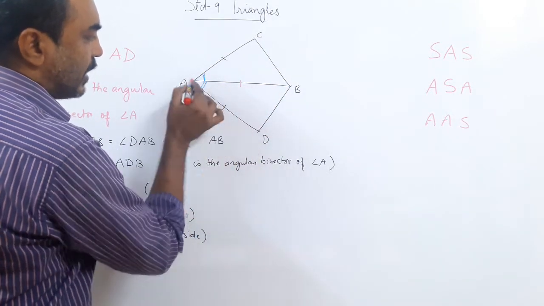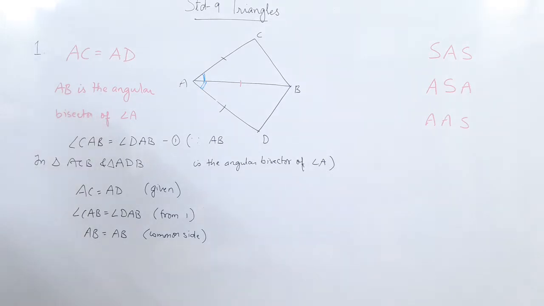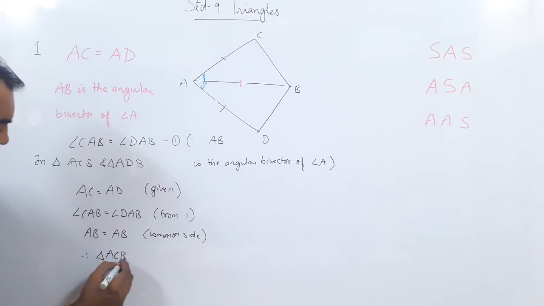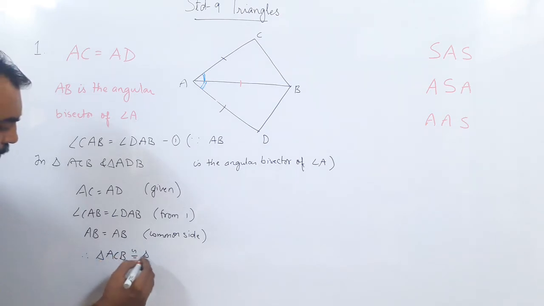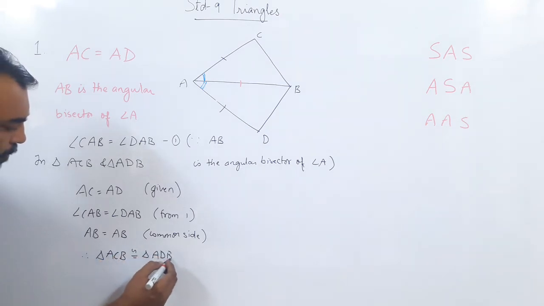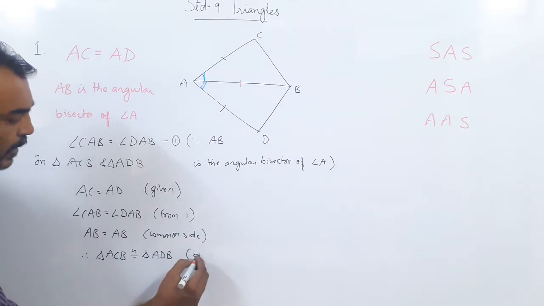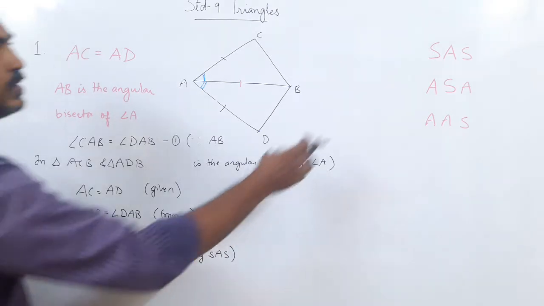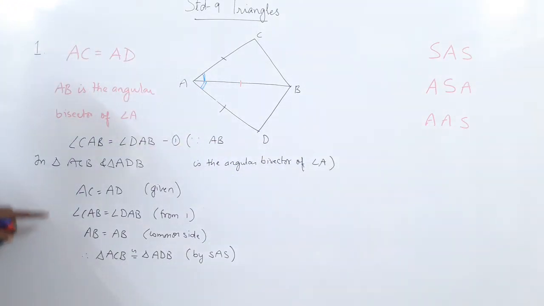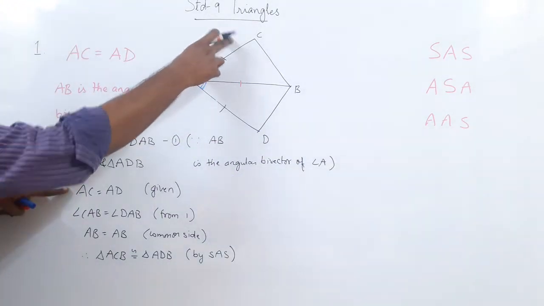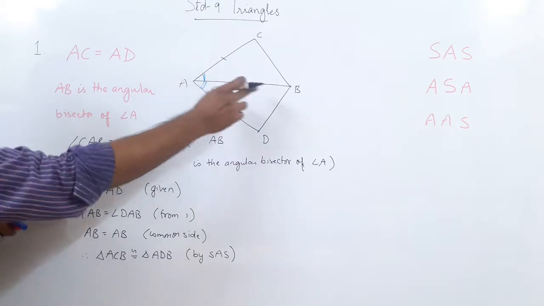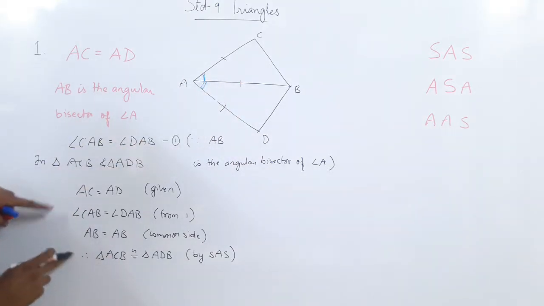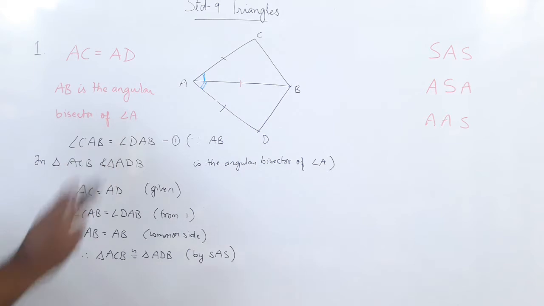In this I have got side, angle, side. So I will write, therefore, triangle ACB is congruent to triangle ADB, and in the bracket I will write by SAS. So here I have made use of this which one? So I have used side, angle and side. So by side, angle, side I have proved that these two triangles are congruent.